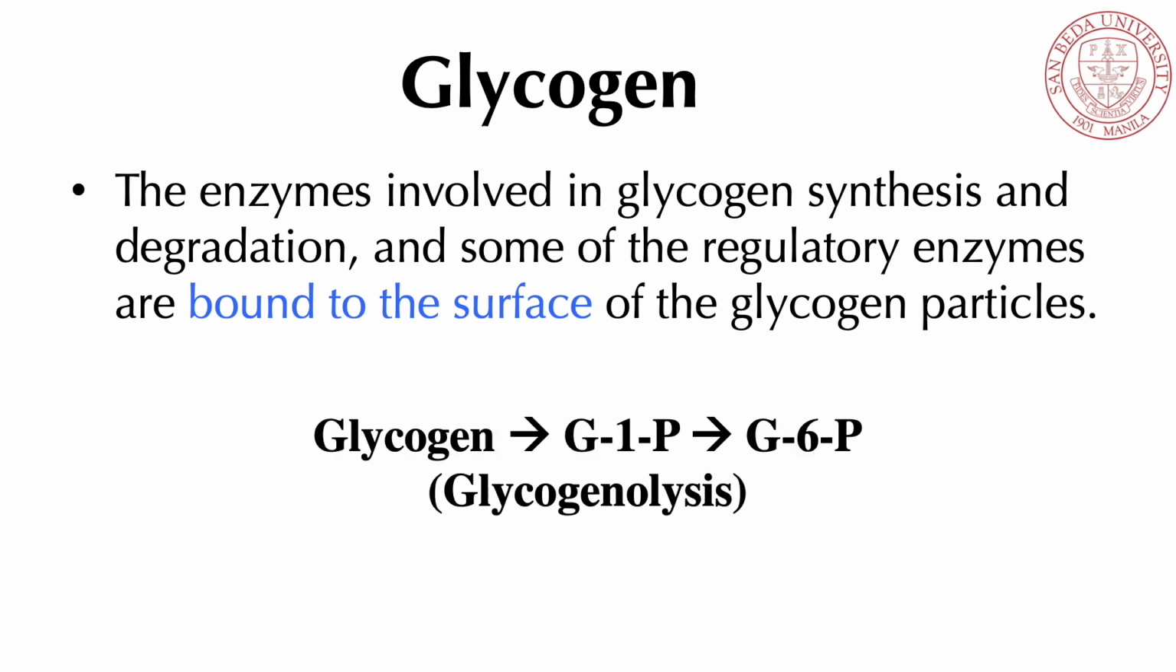Now, allow me to jump ahead a little bit. Here we have the summary of glycogenolysis, or breakdown of glycogen. As will be discussed later on, glucose 1-phosphate must first be converted to glucose 6-phosphate for it to be channeled to major metabolic pathways.